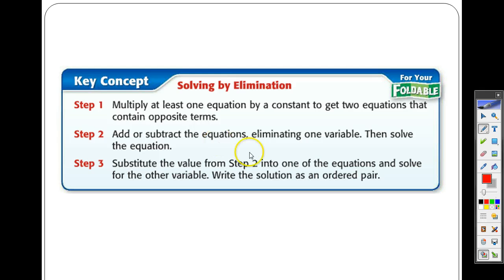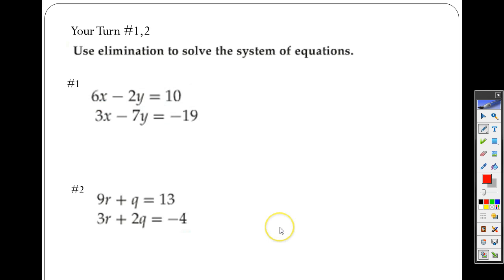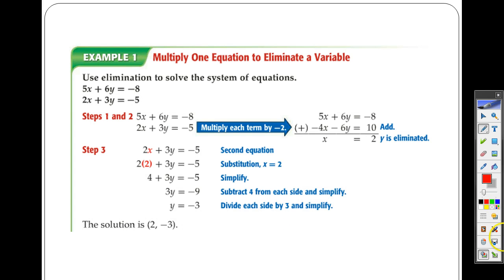First thing we do, multiply at least one equation by a constant to get two equations that contain opposite terms. Step 2, add or subtract equations, eliminating one variable, then solve the equation. Step 3, substitute the value from step 2 into one of the equations and solve for the other variable. Write the solution as an ordered pair. So steps 2 and 3 are really the same as the last section. We're just adding one more step by multiplying one of the equations. Again, it's going to make more sense when we go over this example.